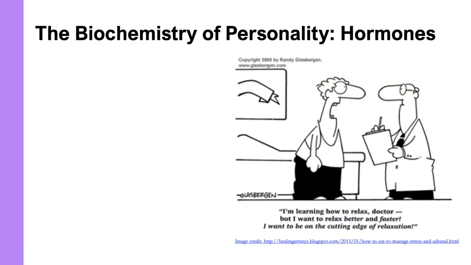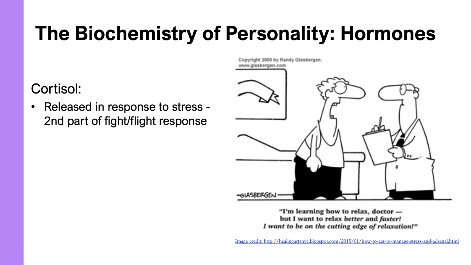Moving from neurotransmitters to hormones, there have been several hormones that have been studied. One of them is cortisol. So speaking of the fight or flight response, the first part of the fight or flight response is that release of norepinephrine. But the second part involves the release of hormones like cortisol.